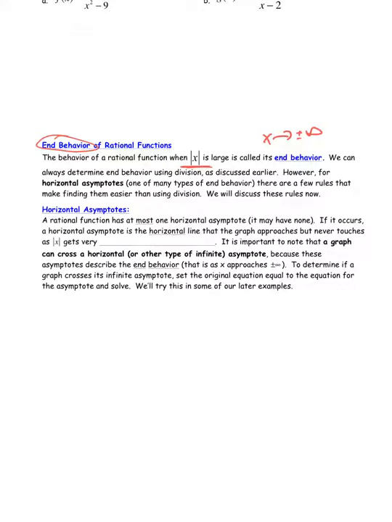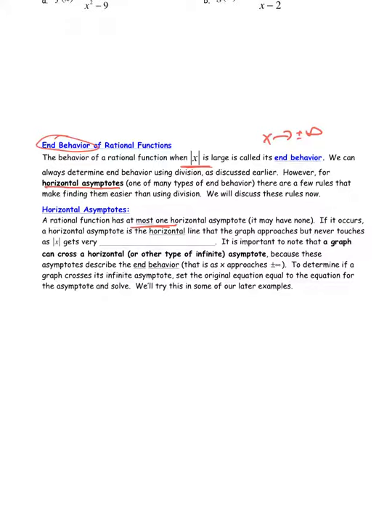One type of end behavior is a horizontal asymptote. Horizontal asymptotes don't always occur. If a function has one, it will only have one. So you can only have at most one horizontal asymptote. Well, how do we describe a horizontal asymptote?